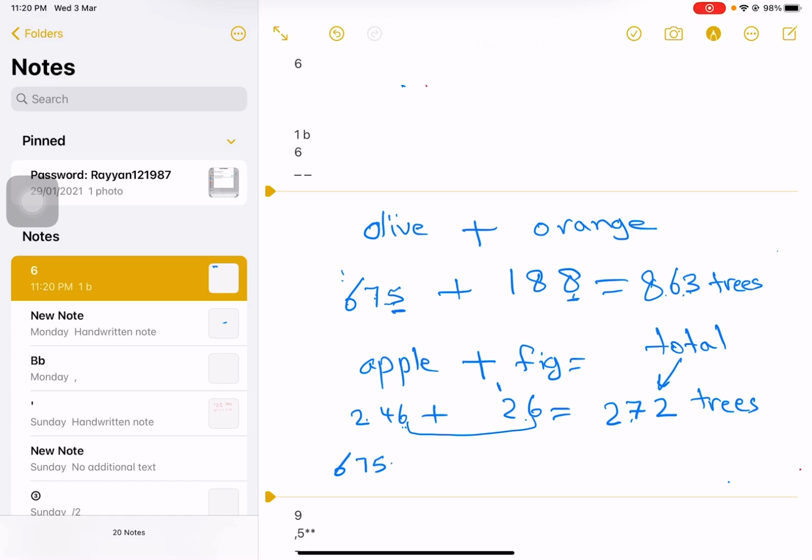675 plus 246 plus 188 plus 6. They want all the trees together. How many? Okay. Now I can arrange the numbers under each other.